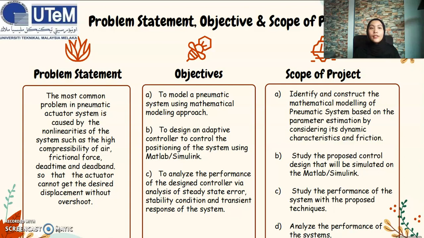For the problem statement, the most common problem in pneumatic actuator systems is caused by non-linearities of the system, such as the high compressibility of air, frictional force, dead time, and dead band, so that the actuator cannot get the desired displacement without overshoots.